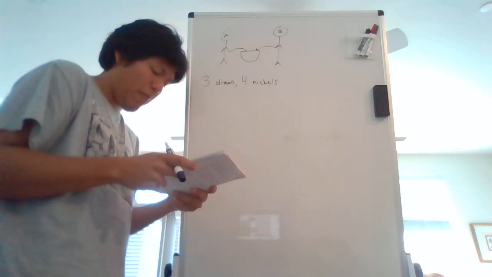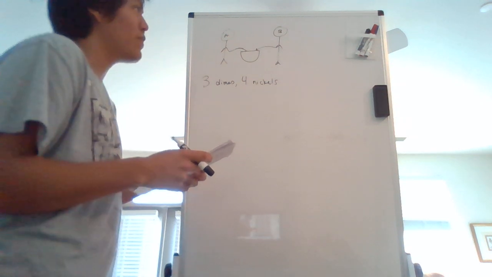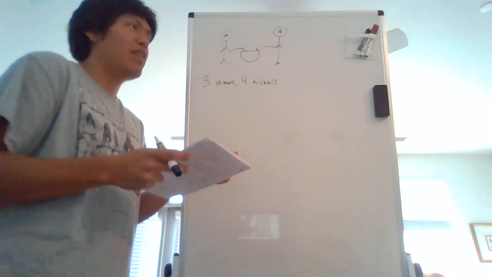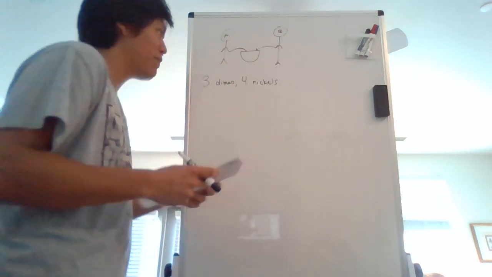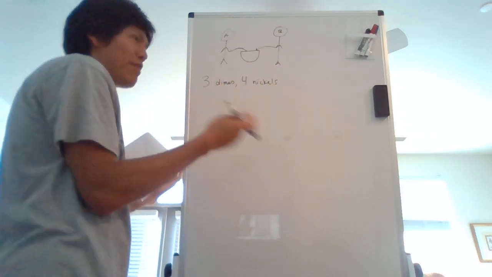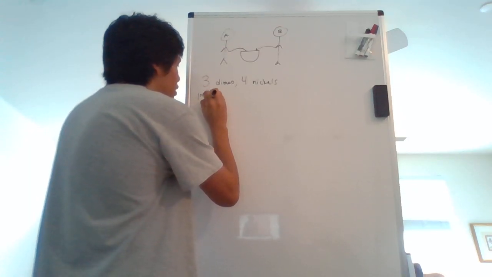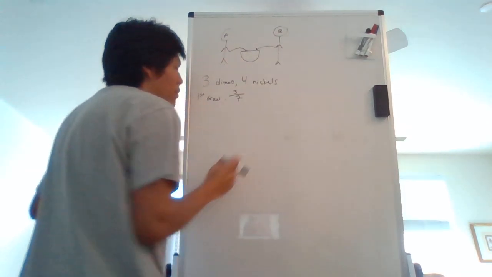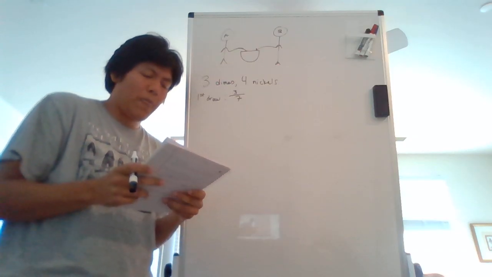Okay. So we'll start by saying, let's say that it did happen on the first draw. A goes first, boom, dime. Then that would be a 3/7 probability of that happening, right? Because there's 3 dimes over 7 total coins. So if it happened on the first draw, then that is a 3/7 probability. Okay.